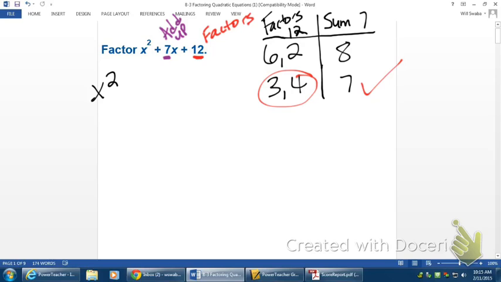X squared. Remember, our two factors that we found that add up to be 7 are 3 and 4. So I'm going to do plus 3x and plus 4x and plus 12. Notice I only changed that middle term. That's the only thing I did. I split that middle term up. Okay? Does everybody see that?